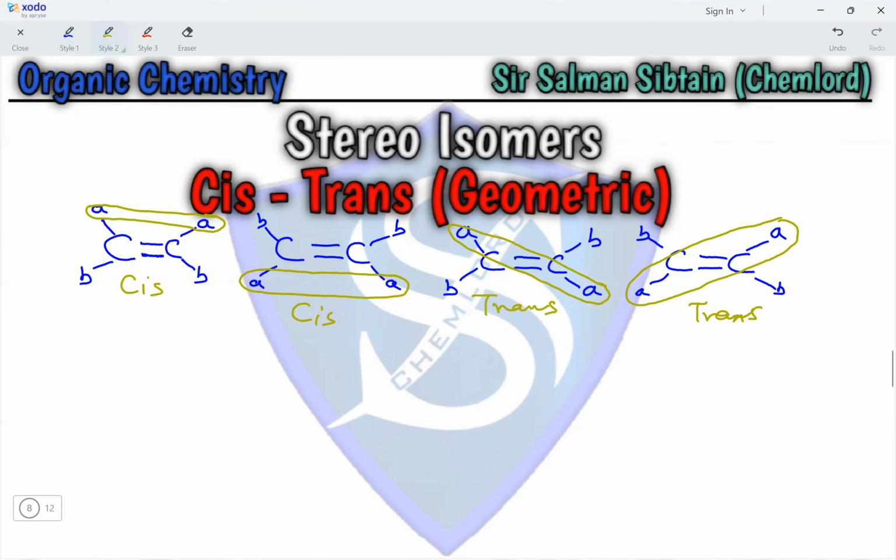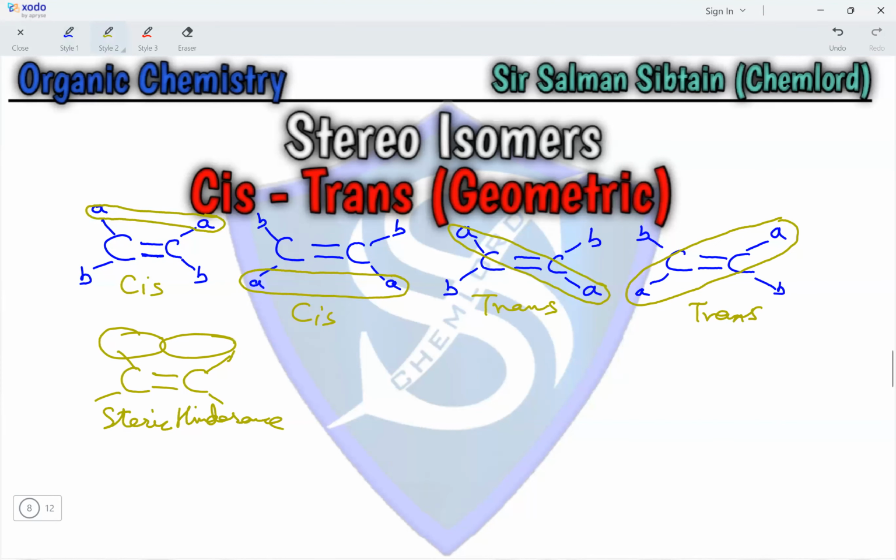So these are the conditions needed for cis-trans isomerism. Now, the reason cis and trans isomers are formed is because the two groups which are similar being on the same side, if they are very large, they can actually collide with each other and the molecule becomes unstable. So this is what is referred to as steric hindrance.